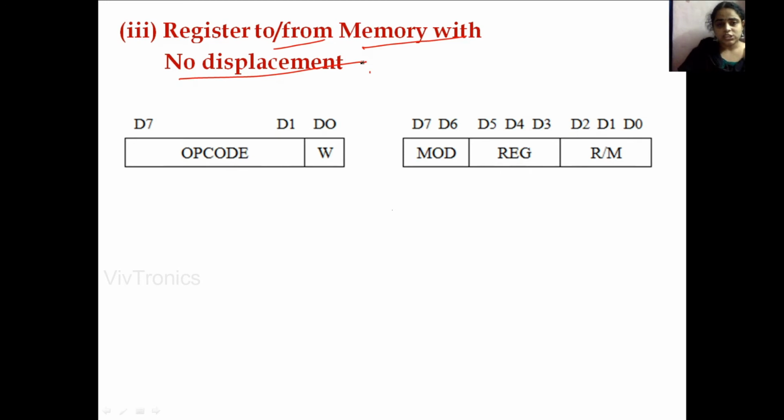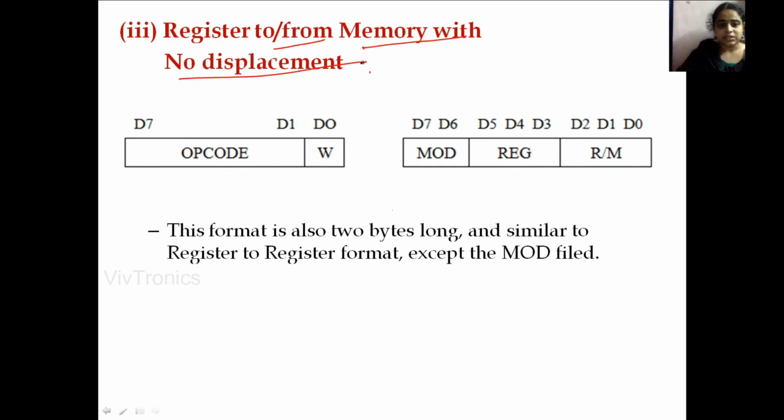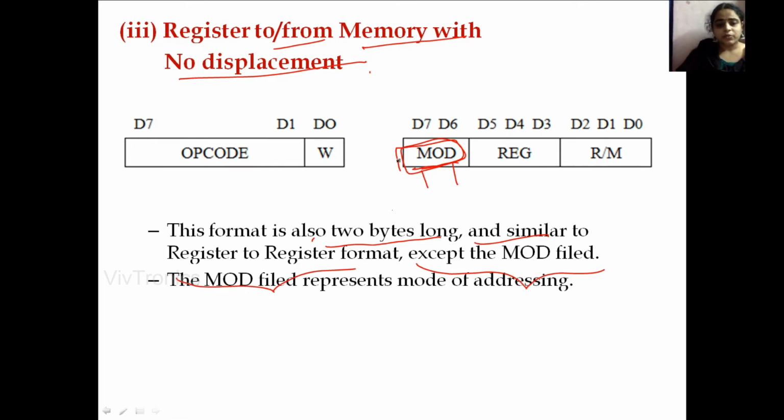Okay, with no displacement, register to or from, and this format is also 2 bytes long and it is similar to the register operand except the MOD field. So you can see in the previous slide there were 2 registers here, but in memory there is a field called MOD. It specifies whether it is from memory or to memory. Okay. So the MOD field represents the mode of addressing.